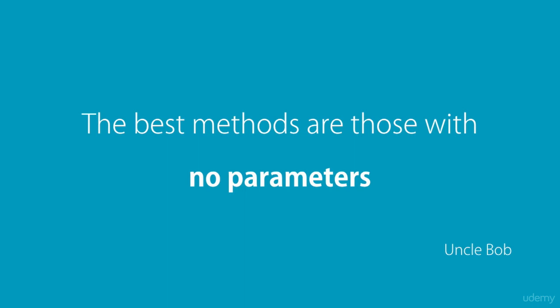So try to reduce the number of parameters in your method. The best methods, as Uncle Bob says, are methods that have no parameters. Because these methods are part of a class, and in that class you have all the state. So why do you want to pass parameters between your methods? Now 1 parameter is good, 2 parameters is okay, 3 parameters is on the edge, but 4 parameters and beyond is really bad. So try to avoid that.